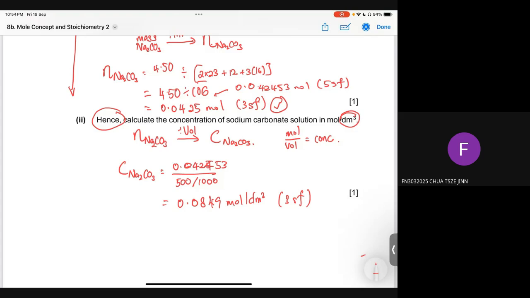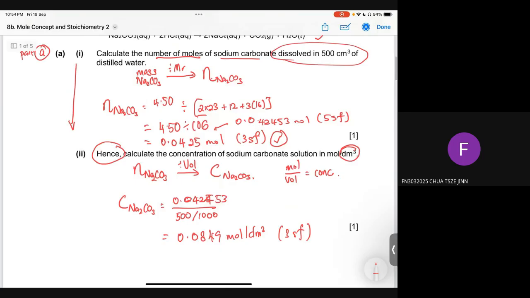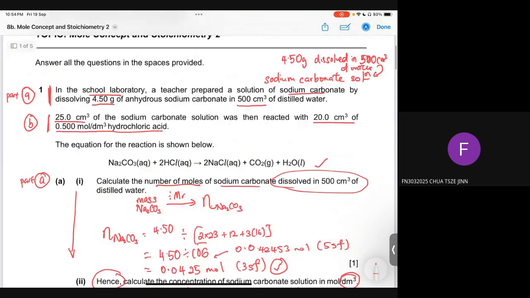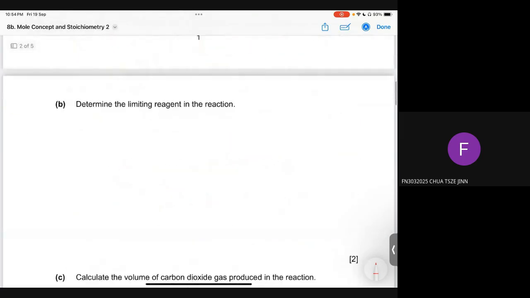So these first few questions here are actually part A. When I say part A, it's referring to this part A over here, where he's just trying to prepare a solution. Now let's go on to part B here.